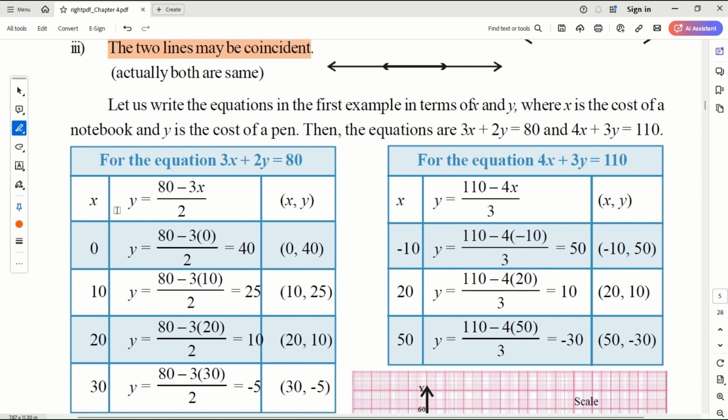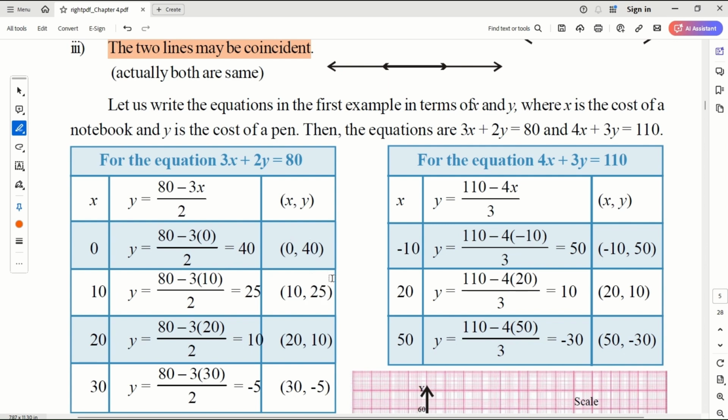Okay. So for the graph method to solve a linear equation, you need at least 2 points, right? So this is the x value. You take some value for x and find out the value of y. In this case, y equal to nothing but 80 minus 3x divided by 2, right? So for x equal to 0, y is nothing but 40. So 0 comma 40 is 1 point. Okay, then for x equal to 10, y equal to 25. So 10 comma 25 is another point.